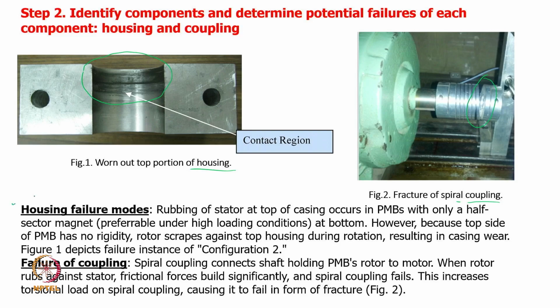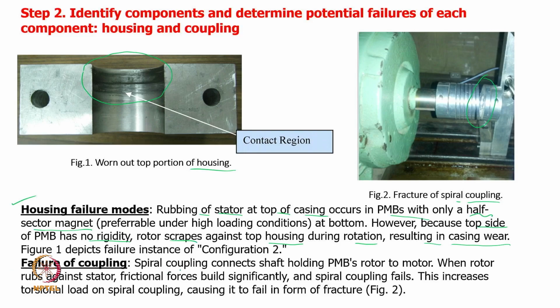So, the housing failure modes: rubbing of the stator at the top of the casing occurs in the permanent magnetic bearing, the reason being only a half sector magnet was kept purposefully to increase the load carrying capacity, but it has failed, the reason being there was no stiffness to resist the motion of the rotor. Because the top side PMB has no rigidity, the rotor scrapes against the top housing during rotation, resulting in wear of the casing, and that has been shown for configuration 2.